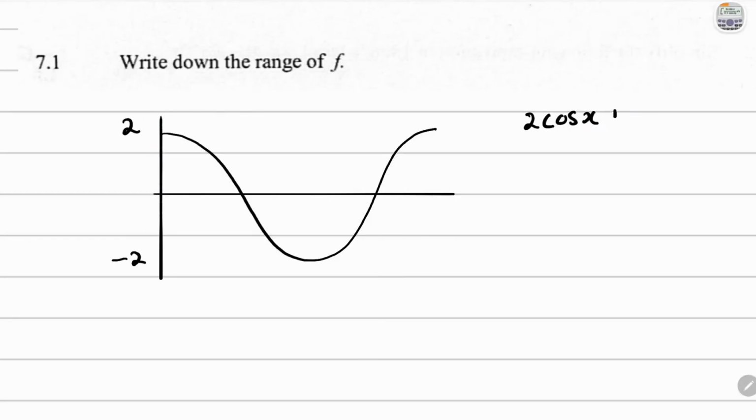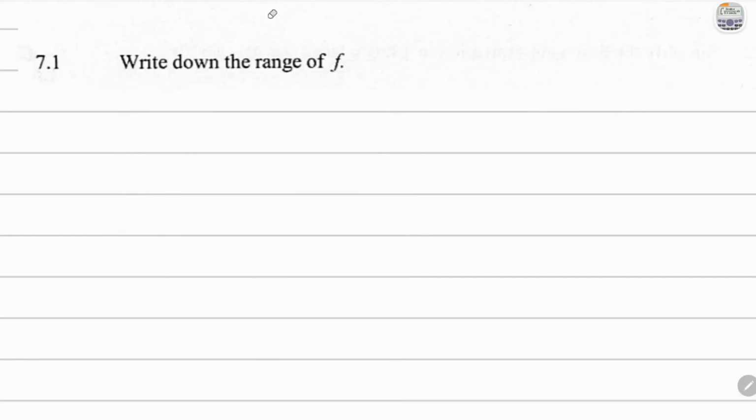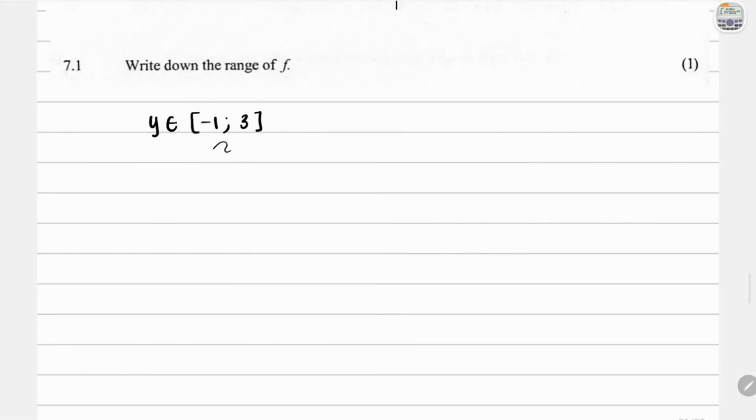But then this is 2 cos x plus 1, so it shifts this graph up by 1 unit. So instead of stopping at 2, it's going to reach 3, and the lowest, instead of being at negative 2, is going to be at negative 1. So you can see that the range is going from negative 1 all the way to 3. You can tell them the range, or just the y values. y is an element of, and it goes from negative 1 all the way to positive 3. And that's our answer there.